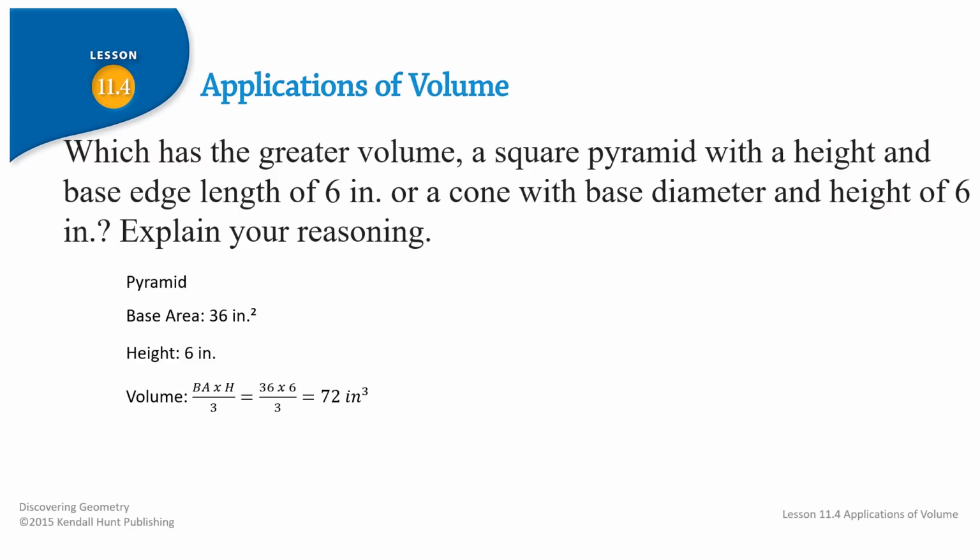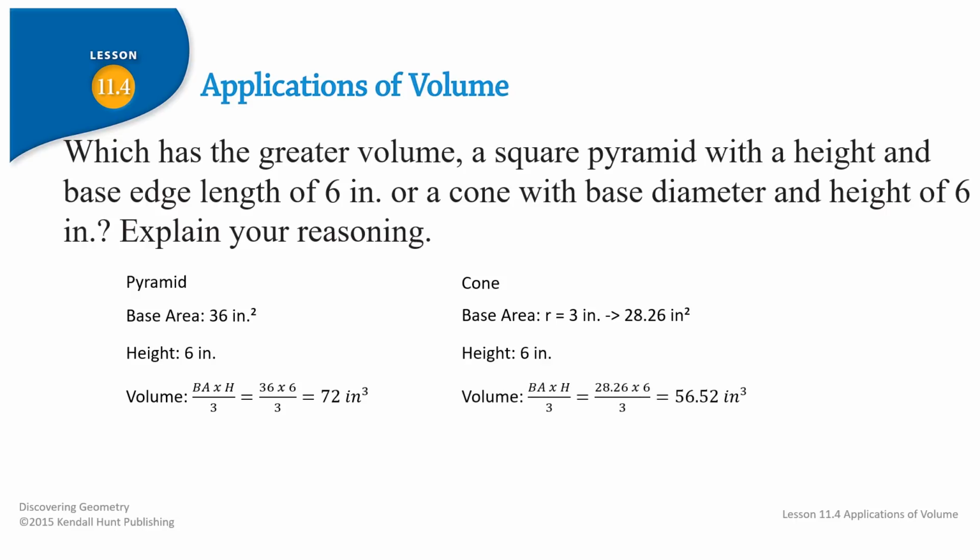Now we want to look at the cone. So let's start with the cone. Now the base is a circle, which means pi r squared. Since the diameter is 6 inches, the radius has to be 3 inches. So that means 3 squared, which is 9, times 3.14 is 28.26 square inches. The height of the cone is still the same. It's still 6 inches. So volume, base area times height divided by 3 means you multiply 28.26 times 6, then divide by 3. That gives you 56.52 cubic inches.